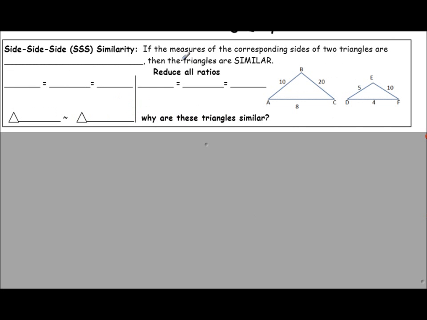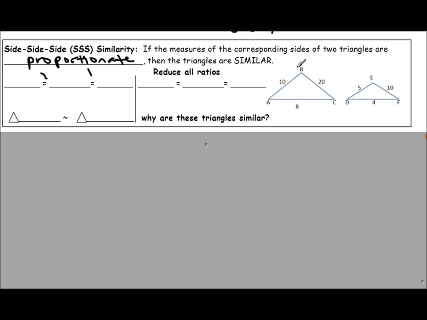The next way we can prove that triangles are similar is if all of their sides are proportionate. If the measures of the corresponding sides of two triangles are proportionate, then the triangles are similar. Remember, proportions are just setting ratios equal to each other. So we have to be careful when we set up our ratios and match the corresponding sides.